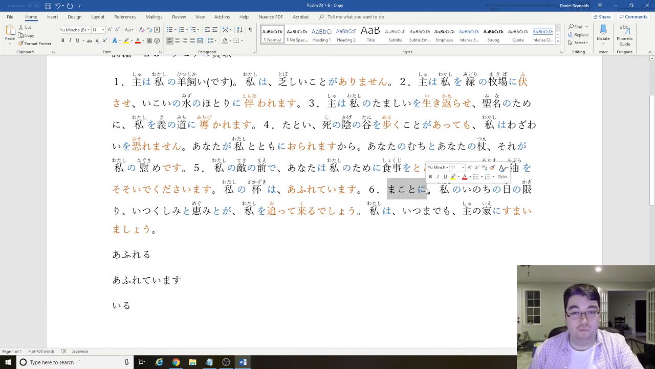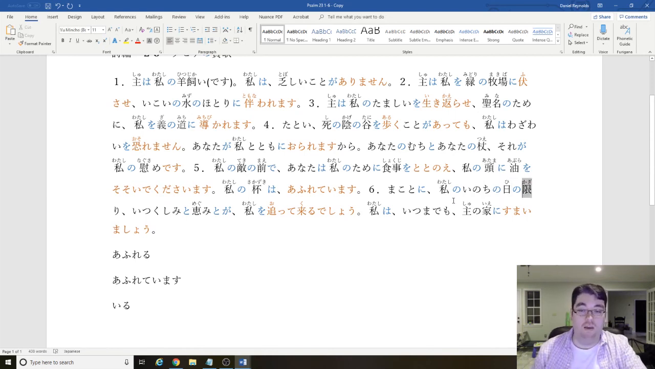Makoto ni, which means truly. Makoto means truth. Ni, truly, to the truth. Watashi no, which is the marker for ownership. Inochi, which means life. No hi, days. No kagiri, limit. So it's my life, days, limit, or for as long as I live, for the end of my days, to the longest my days exist.